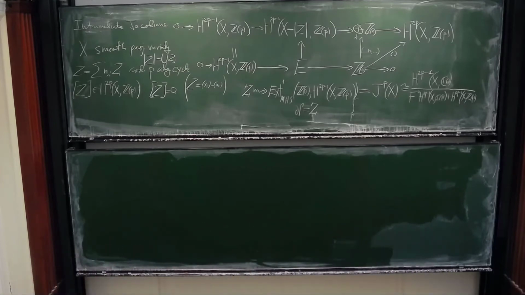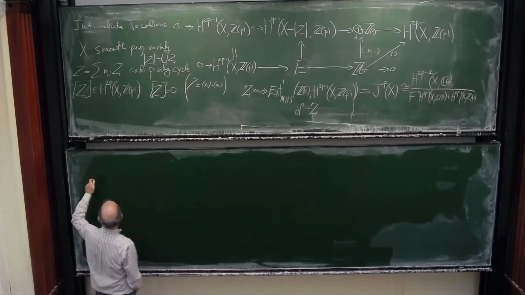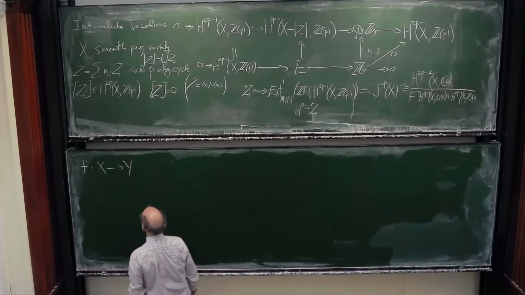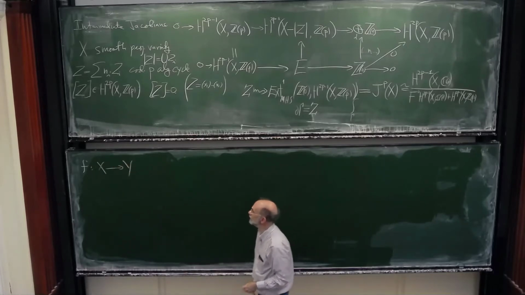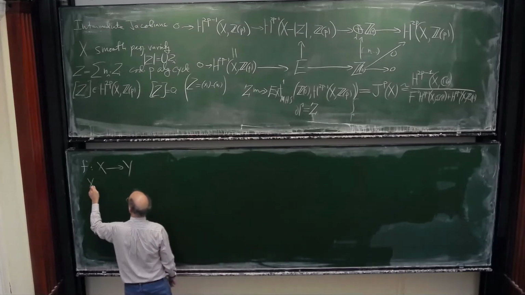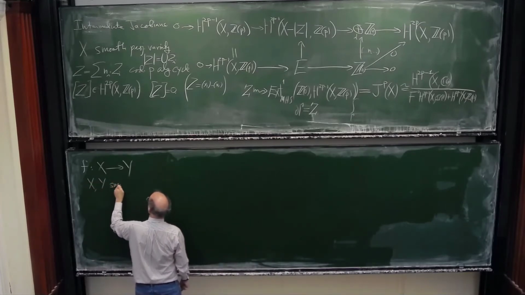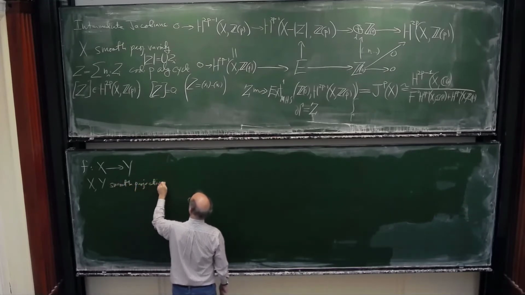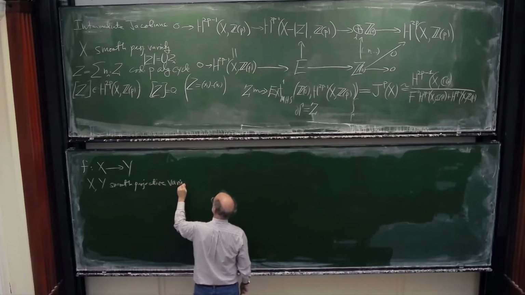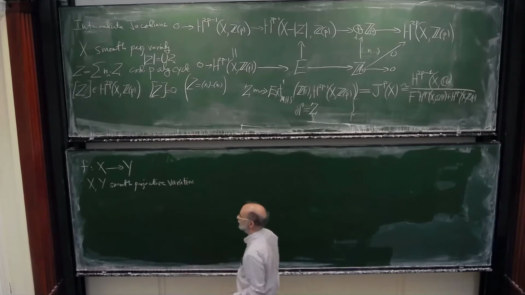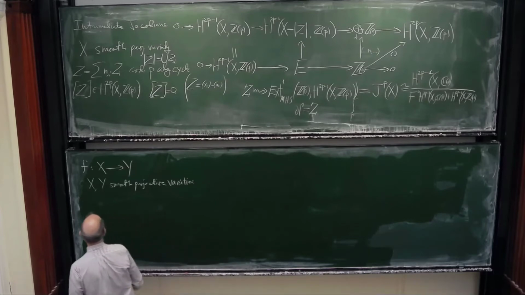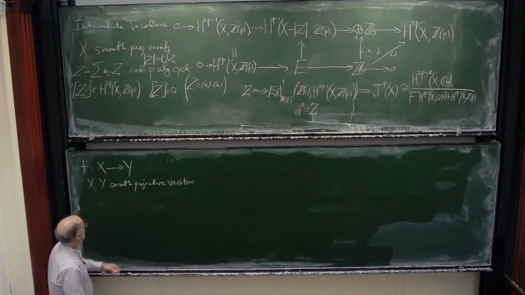So for the next example, let's just give ourselves, say, f from x to y, a map of varieties. So suppose that x and y are smooth projective varieties. And in that kind of picture, we can write down a long exact sequence of cohomology for the relative.